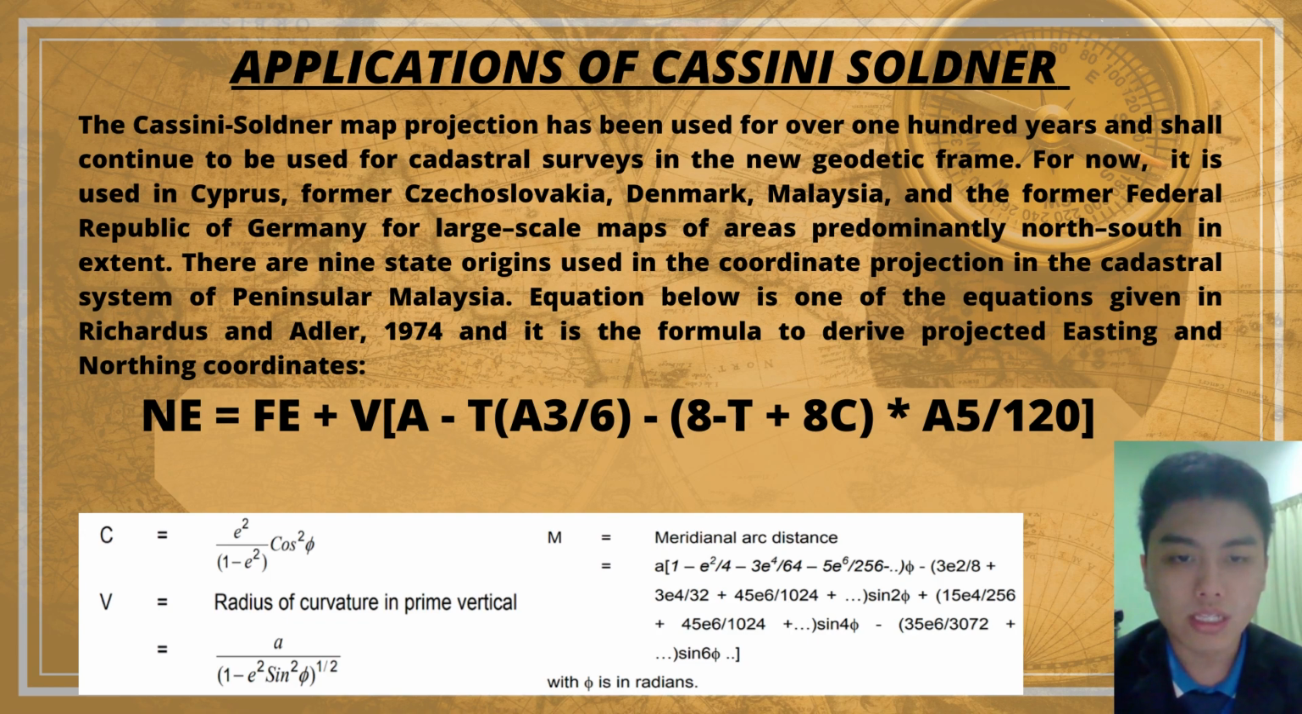One of the mapping equations is given in Richardus and Adler in 1974, and the formula to derive projected easting and northing coordinates, where N and E represent the computed Cassini coordinates, FE or FN represent the Cassini state origin coordinates, A represents lambda minus lambda 0 multiplied by cos phi, where lambda is equal to the longitude of the computation point, while lambda 0 is equal to the longitude of the state origin, and phi is equal to the latitude of the computation point, and the last is T, that is equal to tan phi.